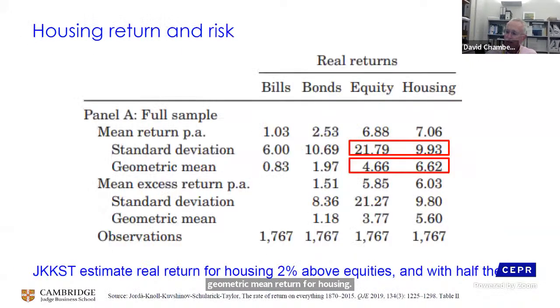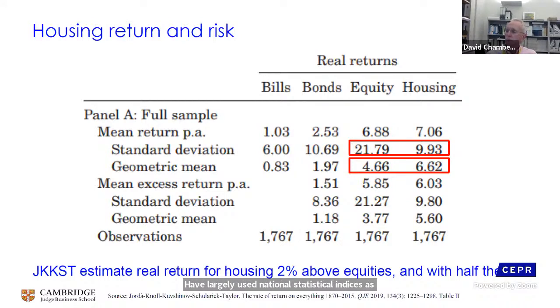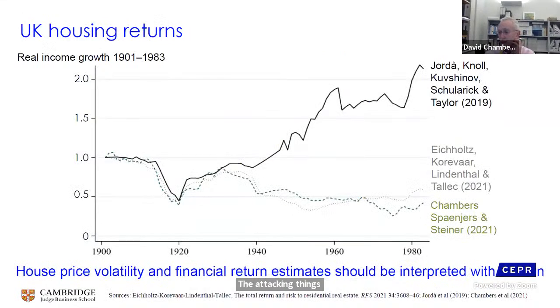There have been other studies of a different kind. Oscar Jordà's colleagues have largely used national statistical indices on prices or rent to compute these returns. Attacking things from the other end of the spectrum are papers done by myself and Christoph Spaenjers and Eva Steiner, which looks at UK property. And there's also a paper by Piet Eichholtz, Matthijs Korevaar, and Thies Lindenthal, and Tsur Tallec, which looks at Paris and Amsterdam real estate. These are for different time periods.